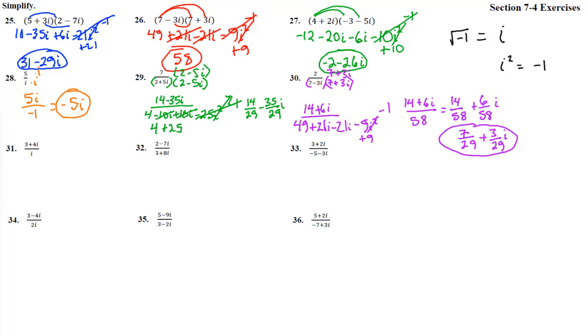All righty. Okay, the next one. 31. Oh, this isn't a binomial on the bottom, so we can just times by I and times by I. And we get 3i plus 4i squared all over I squared, which is negative 1. So this is negative 4. So dividing by negative 1, we get a negative 3i plus a 4. Put the real part first. This is 4 minus 3i.